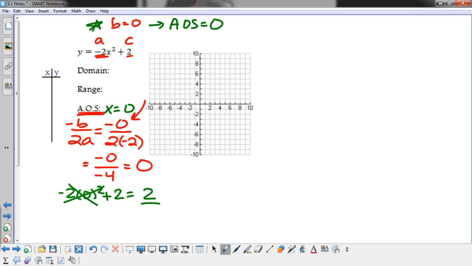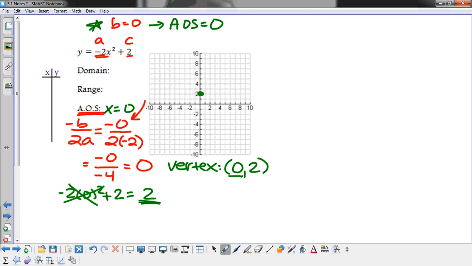So, and they didn't really give you a place to write it. Your vertex is 0, 2. Because remember, the first coordinate is the axis of symmetry value. Second coordinate is what we get when we plug it in, which was 2. So we're going to plot our vertex at 0, 2, which is right there on the y-axis. All right.